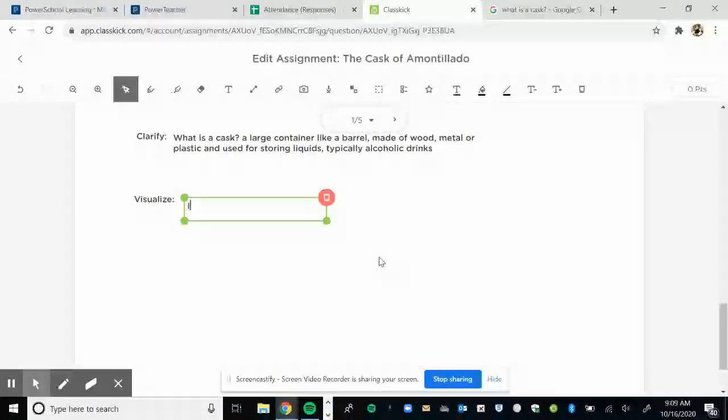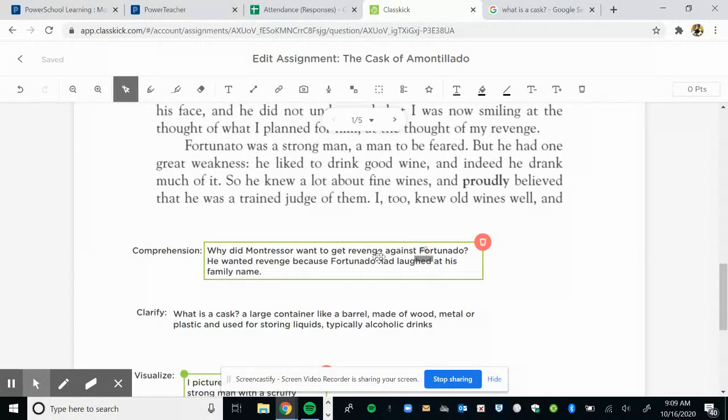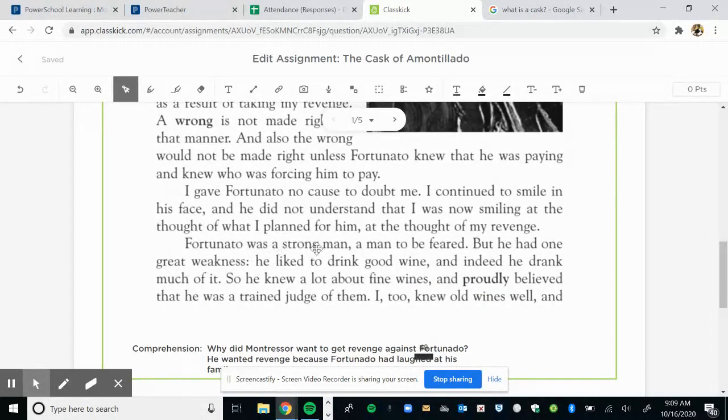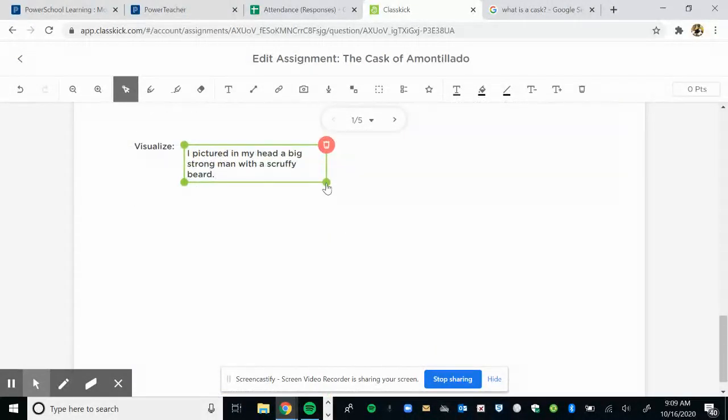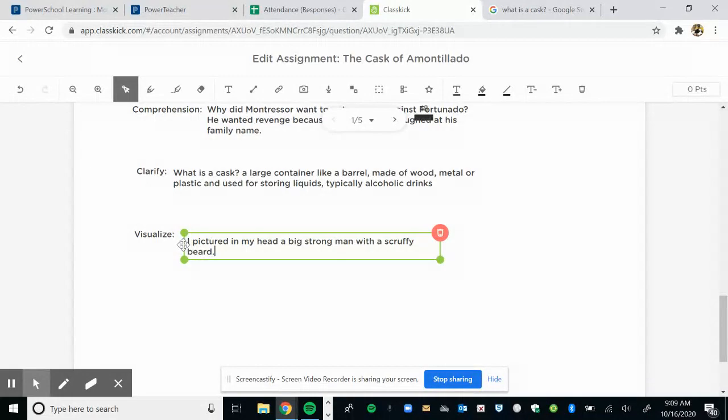For visualize, I'm going to put, I pictured in my head a big, strong man with a scruffy beard. I got that from right here where it says Fortunato was a strong man, a man to be feared, but he had a great weakness. He liked to drink wine. So, big strong man is a detail that I got from the text. The scruffy beard is just something I visualized on my own, and it's good to include those other details because you're just picturing it.